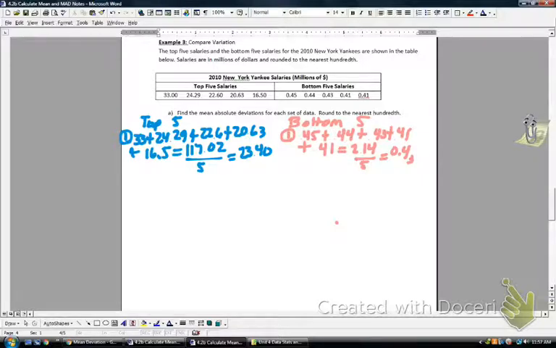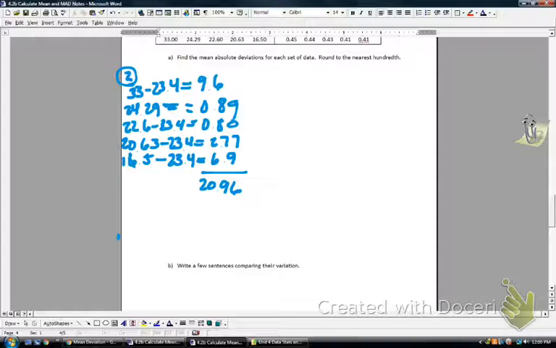Okay, so the first thing that I've done is I've found the mean salaries for the top 5. It comes out to be $23.40 million. And then I did the same thing for the bottom 5, and it comes out to be $0.43 million. So check your averages and make sure that you got that. And so I have room to work, I'm going to have to erase this, so make sure that you've got that down.